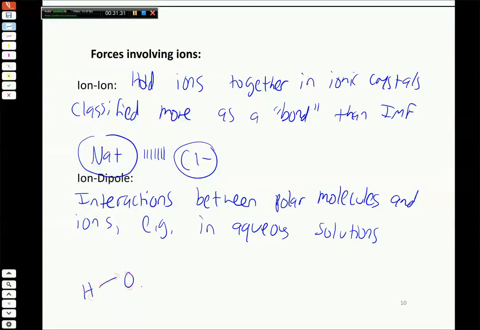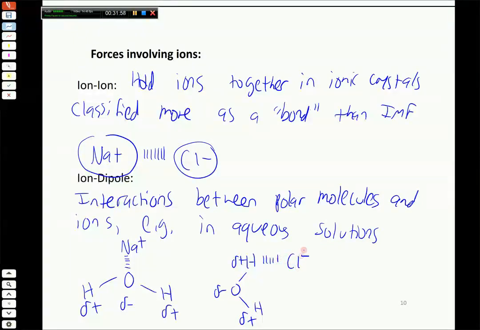So if we have a water molecule, which is polar, as we know, delta plus, delta minus, the delta minus, the oxygen, can interact with a positive ion in solution like sodium plus, and you get this ion-dipole interaction where the opposite charges interact with each other. Or we can have the positive side of water, the hydrogen, delta plus on hydrogen, interact with negatively charged ions like Cl minus. This is the process that's responsible for dissolving ionic compounds in solution. And these types of interactions between ions and dipoles are stronger even than dipole-dipole forces.